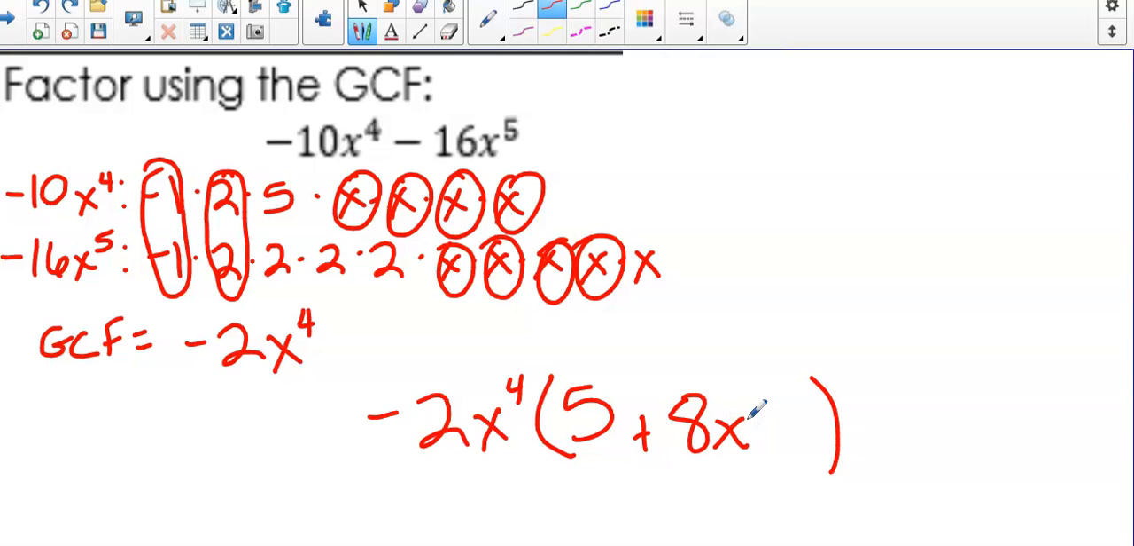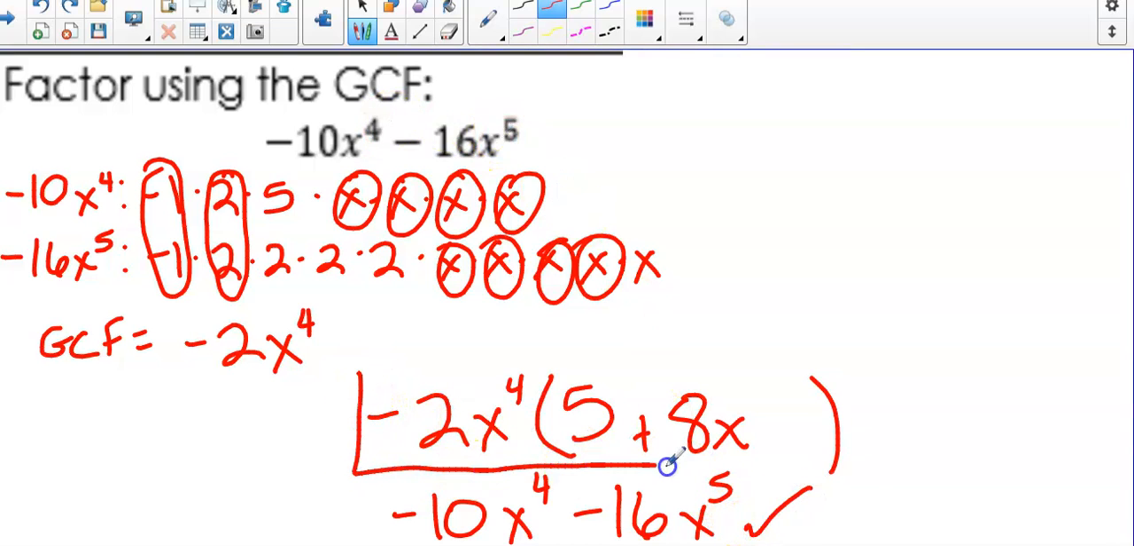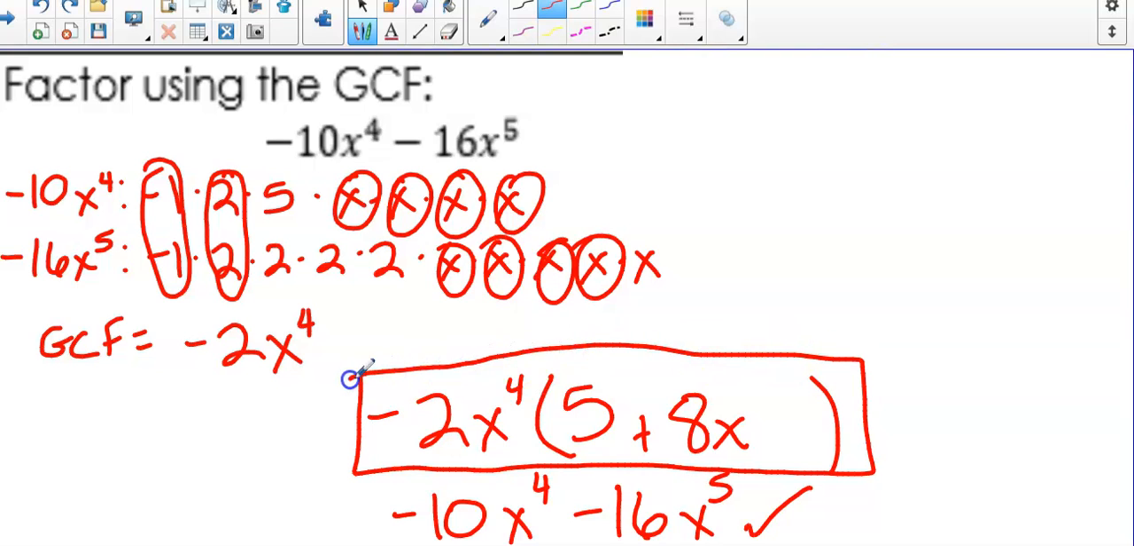Now remember, we want to check our work by distributing. So -2 times 5 gives me -10. Then x to the 4th. There's no x here to multiply by, so that just stays x to the 4th. -2x to the 4th times 8x gives me -16. And then remember, x to the 4th times x gives me x to the 5th. Now we check to make sure that's what we had at the beginning. Okay, it is, so it works. So this will be our factored answer.